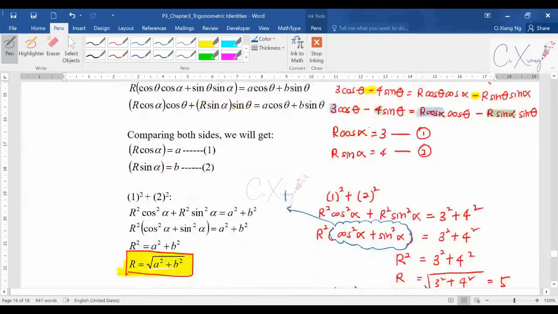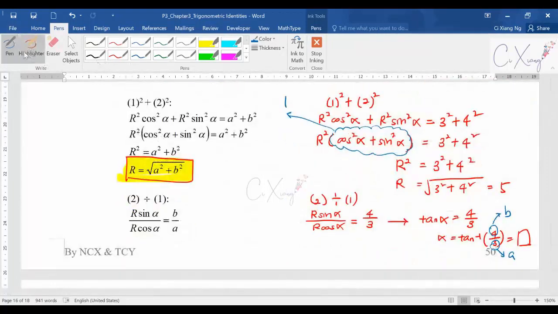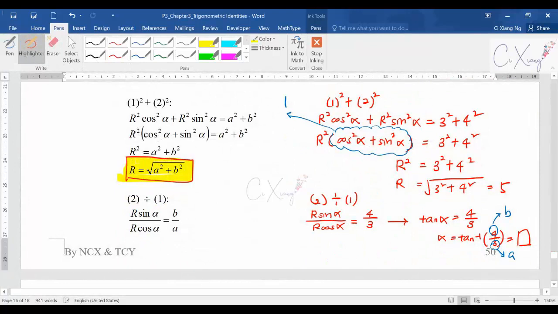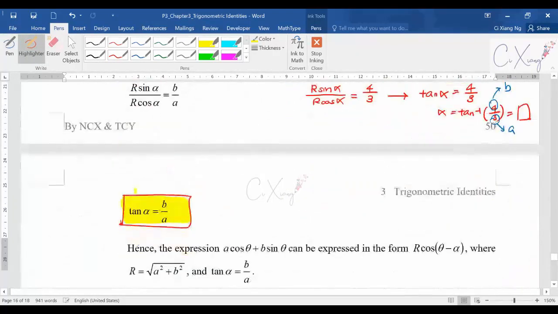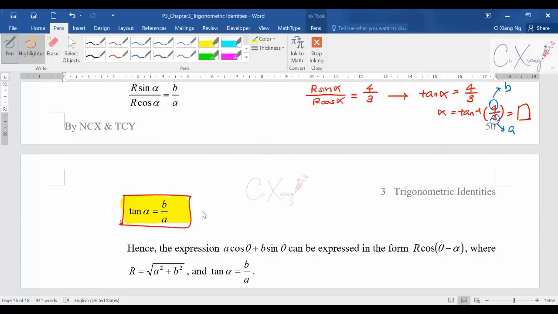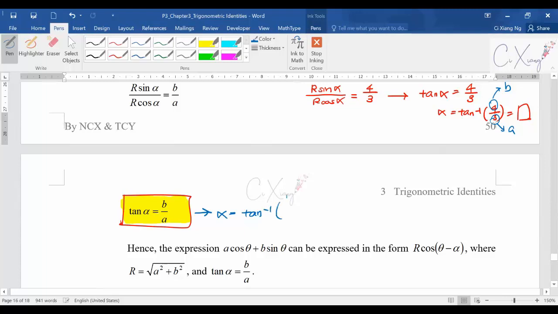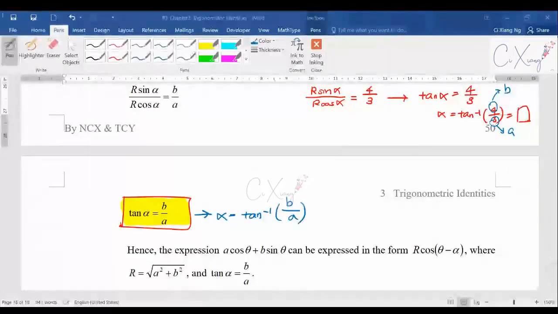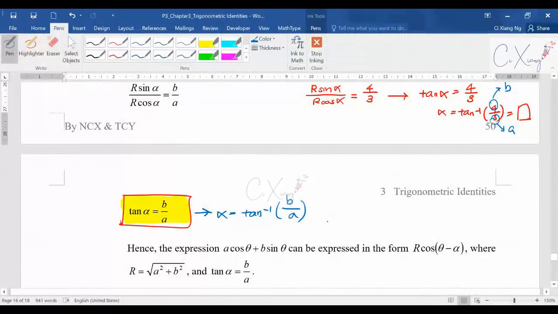So in short, you need to remember the formula for R, which is square root of A square plus B square, and R must always be positive. The second thing is tangent alpha equals B divided by A, and then alpha equals tangent inverse B over A. Therefore alpha equals tangent inverse B over A, and alpha is in the first quadrant. So this is what we have.